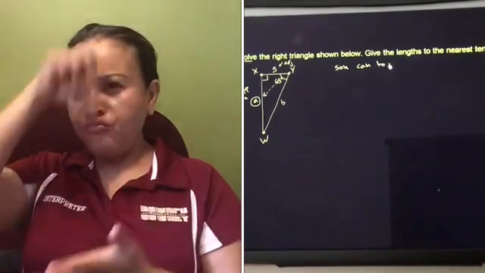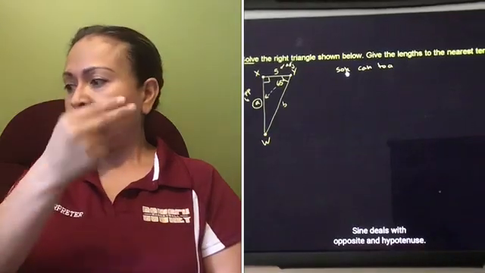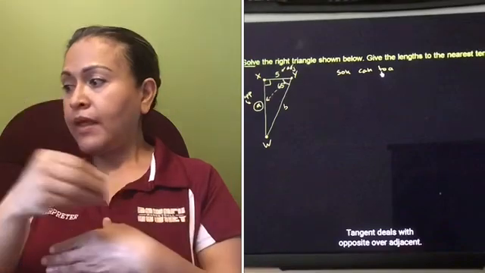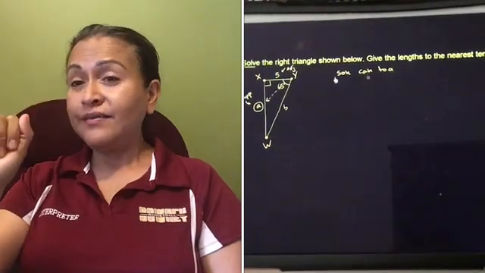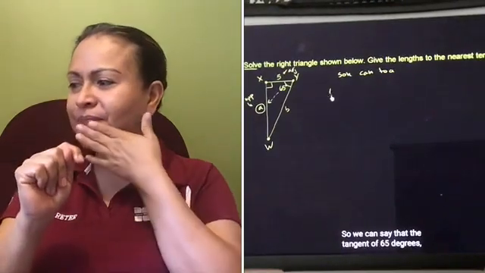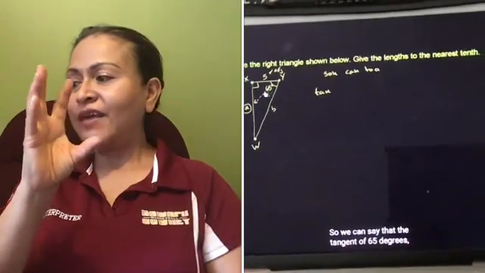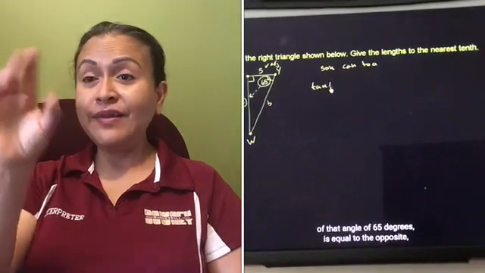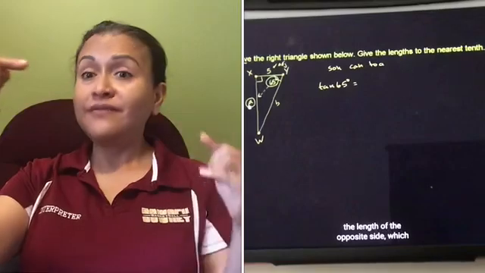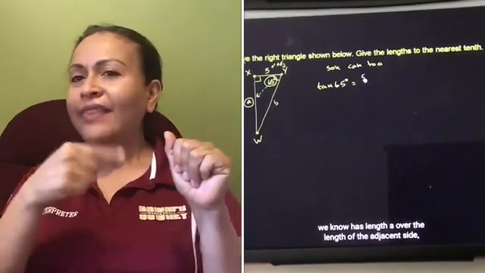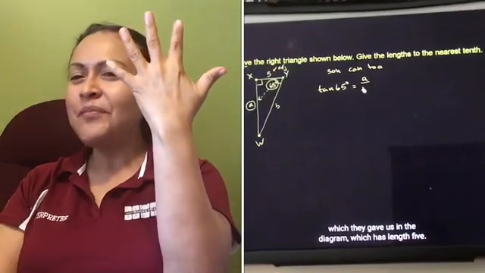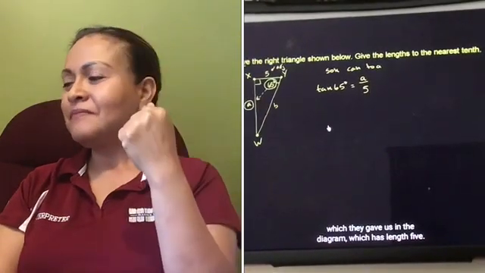Sine deals with opposite and hypotenuse. Cosine deals with adjacent and hypotenuse. Tangent deals with opposite over adjacent. So we can say that the tangent of 65 degrees is equal to the length of the opposite side, which we know has length A, over the length of the adjacent side, which they gave us in the diagram, which has length 5. And you might say, well, how do I figure out A?